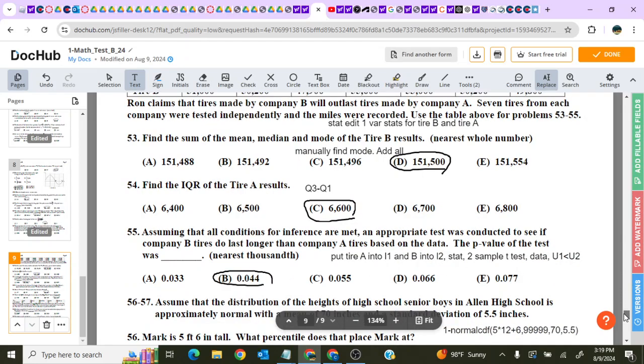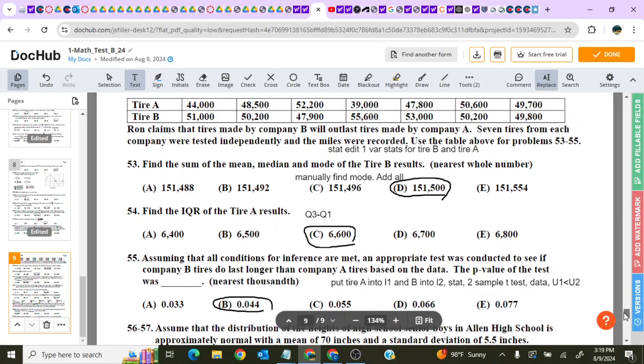And 55, assume all the conditions for inference are met. An appropriate test was conducted to see if tire B's do last longer than tire A. What is the p-value of this test? Well, you're given 2 independent data sets, so that means you're using a 2-sample t-test.